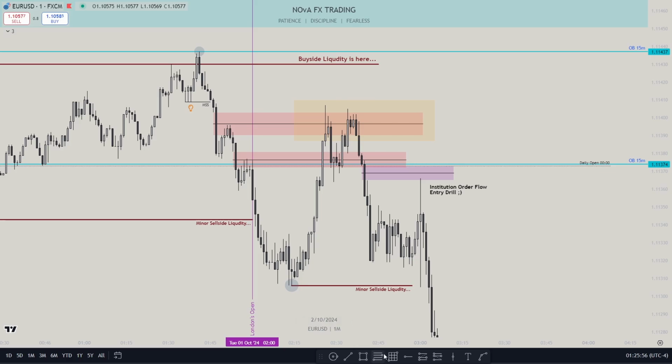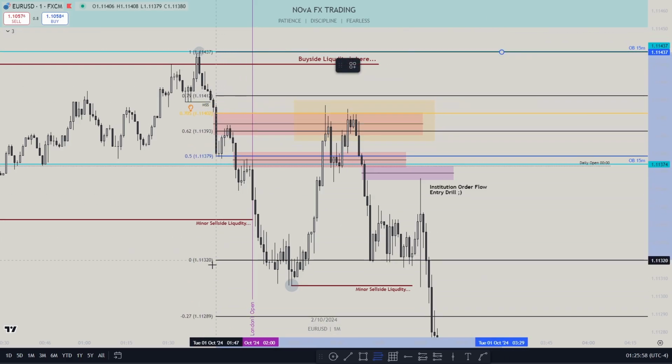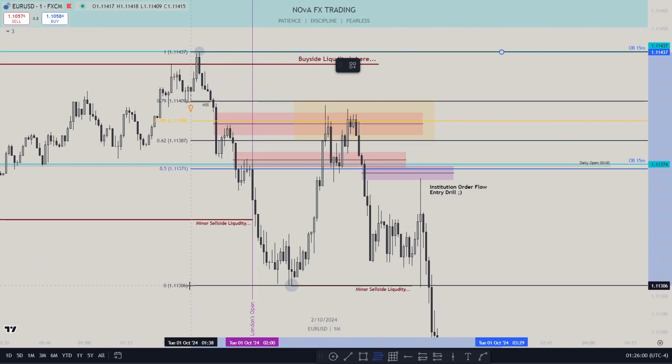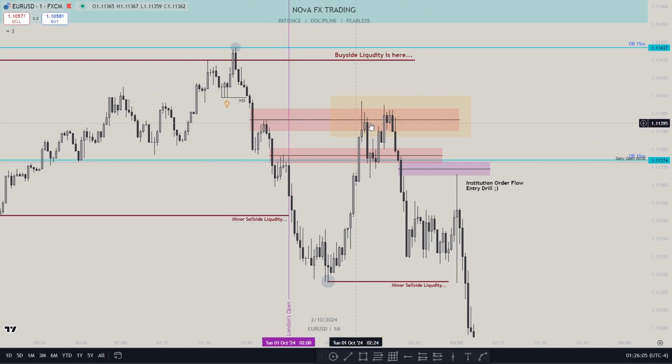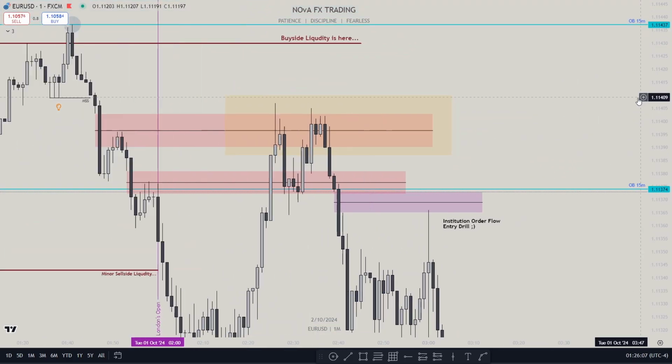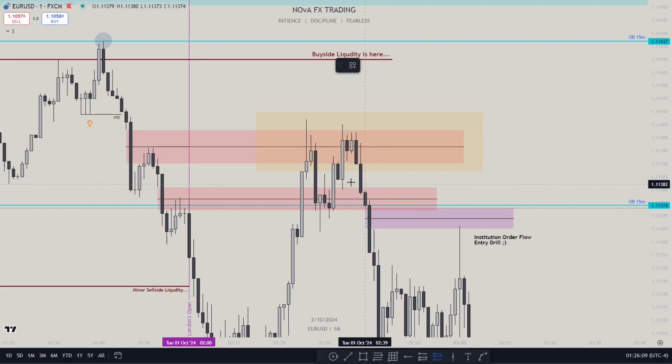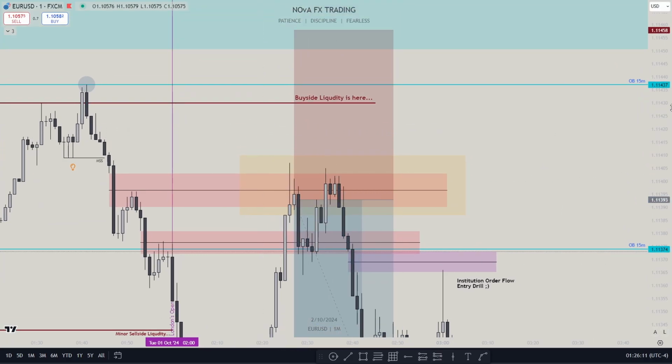So till when is it gonna retrace? It's gonna retrace till the optimum trade entry levels. We're gonna mark that area, and there is a fair value gap. So we're gonna short at the first quadrant from below.